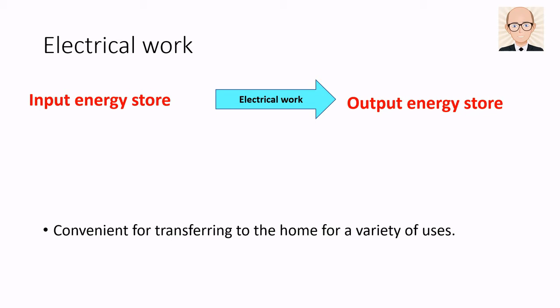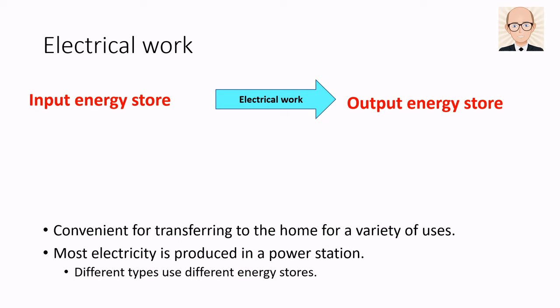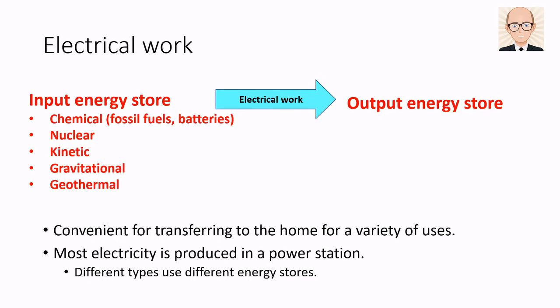Electrical work is another transfer pathway that we often use, particularly at home. It's a really convenient pathway for transferring energy to the home for a wide variety of uses. Most electricity is produced in a power station and is delivered to our homes via the national grid. Different types of power station use different stores as their input. For example, electricity companies might use chemical stores, nuclear stores, kinetic, gravitational or geothermal stores as their inputs. We'll explore each one of these in more detail later and discuss the benefits and drawbacks of each one.